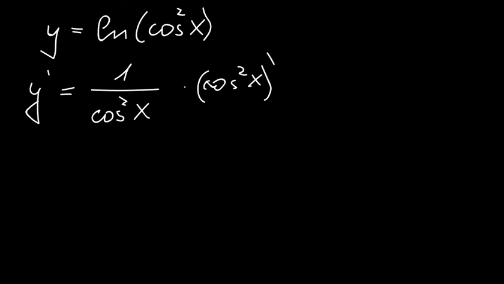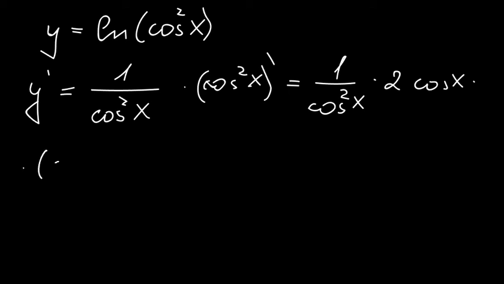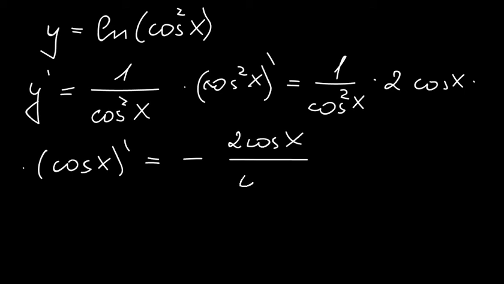We need to take a derivative of it, and we get that we simply rewrite our first member times this will give us 2 times cosine of x times a derivative of cosine of x. A derivative of cosine of x is minus sine of x, so minus 2 cosine of x divided by cosine of x square times sine of x. I put minus here, you see.